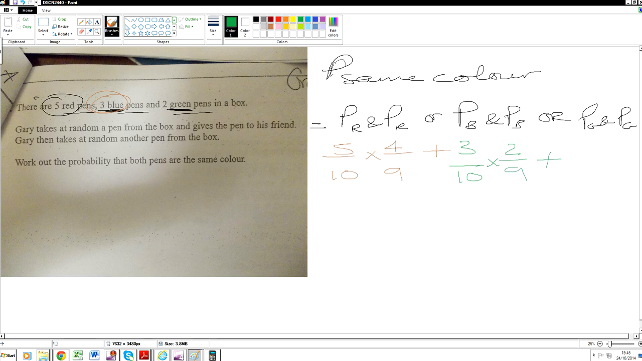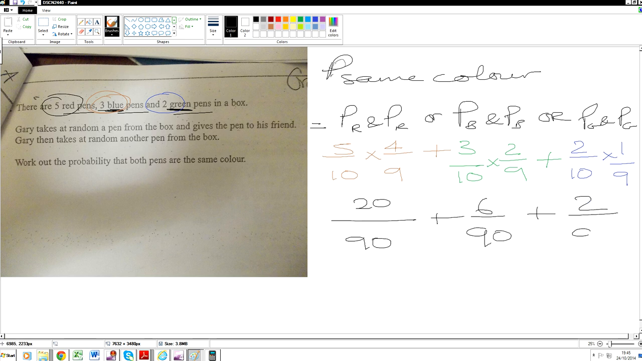"And" means plus. Now here comes the green. How many greens were there? 2 out of 10. When you pick one, there will only be 1 left and only 9 left over. So we have to work all that out now. That will give you 20 over 90, add 6 over 90, add 2 over 90. And that will give you what altogether?